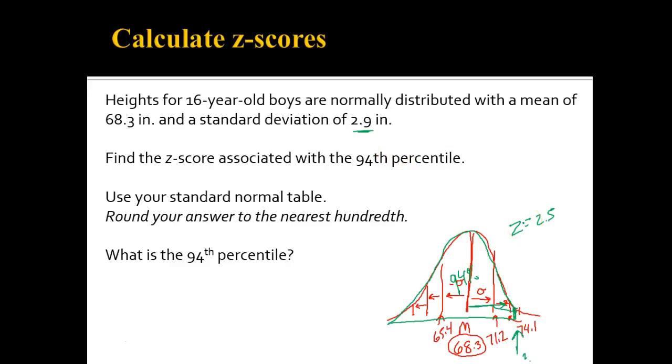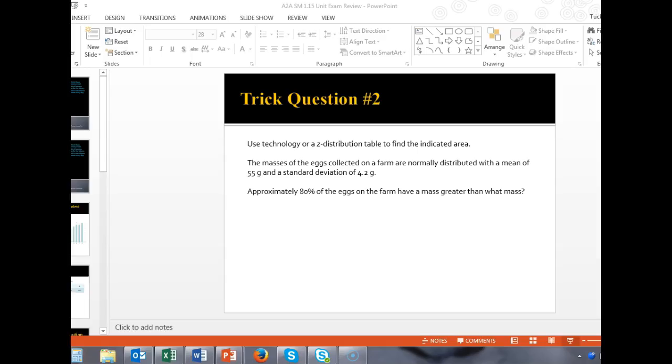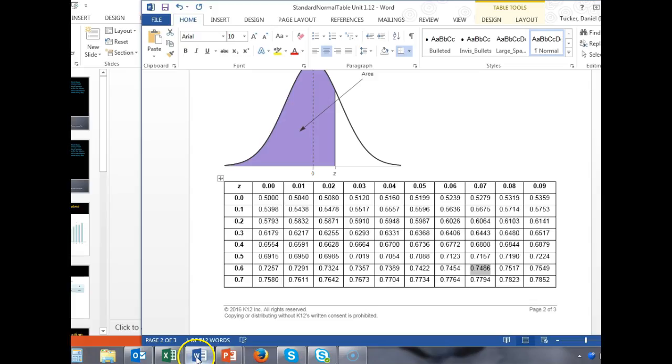So how do we know what the z-score is for the 94th percentile? That's where we get out the chart. I am very sorry, I'm going to have to kind of mess things up here. Let's see. I'm going to end this for just a minute and pull up my chart.